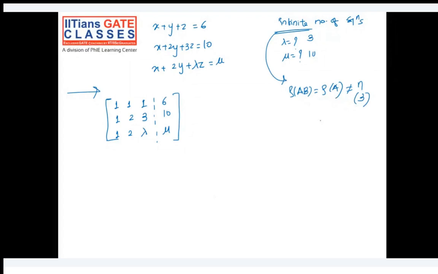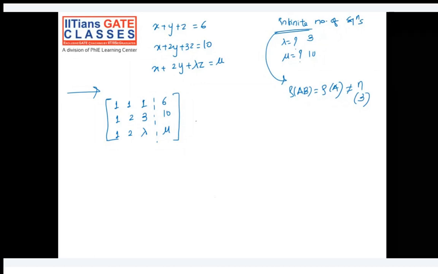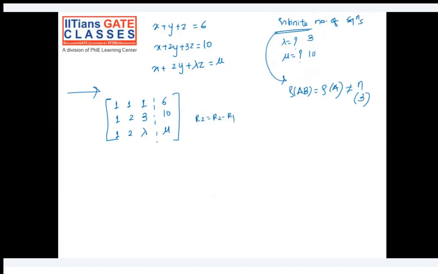Perform the operations R2 equal to R2 minus R1, R3 equal to R3 minus R1. So 1 1 1, 0, 0. 2 minus 1 is 1. 3 minus 1 is 2. 2 minus 1 is 1. So lambda minus 1. Then you have 6. 10 minus 6 is 4. Mu minus 6. Yeah, 3 and 10 is the correct answer.